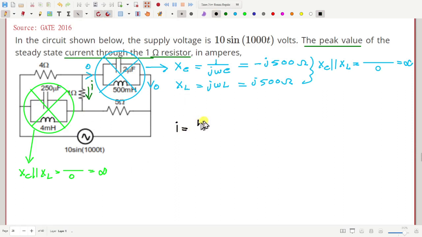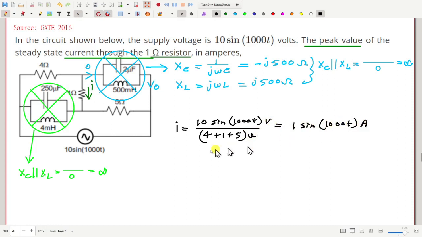I will be 10 sine, ampere. Yes, 1 ampere. 1000 t divided by 4 plus 1 plus 5 ohm. Okay, so how much is the peak value then? Just 1.